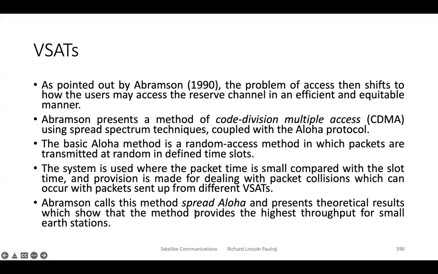Abramson calls this method slotted Aloha and presents theoretical results which show that the method provides the highest throughput for small earth stations. So whatever we do, we want to get them in the form of numbers. We want to make sure that we have the best signal, so that there's not much loss happening.